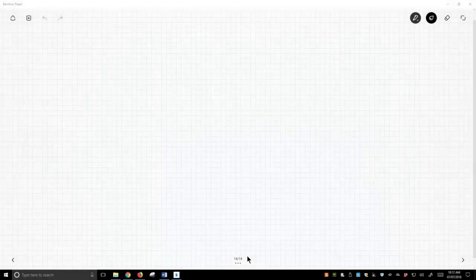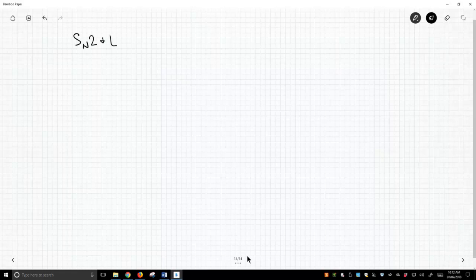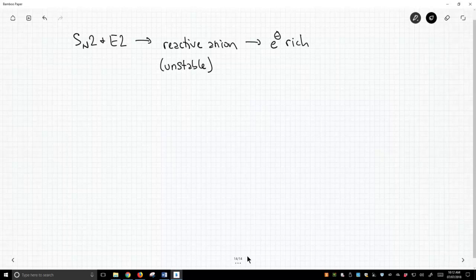So far, every reaction that we have seen, of the big four reactions, has been either an SN2 or an E2. And the common feature between the SN2 and the E2 is we have this reactive anion. This reactive anion is unstable. Why is it unstable? It's unstable because it is electron-rich. And electron-rich things fall into two categories of reactivity. Yes, they are reactive, but how are they reactive?